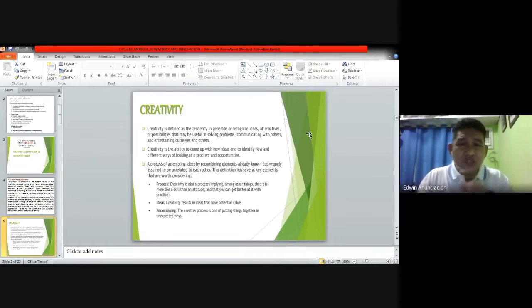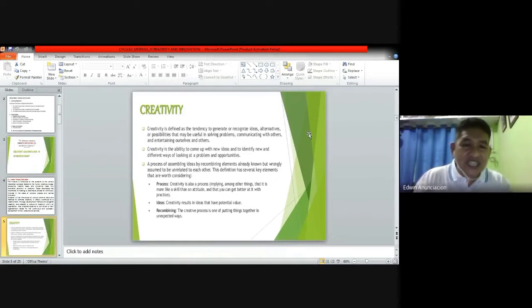These definitions also have several key elements. Okay, as far as creativity is concerned, we have the process. Process implies that creativity is a process, implying among other things that it is more like a skill than an attitude. Because when we talk about the process, in business, it refers to the conversion of input or raw materials into output. So process means turning ideas into something. Okay?